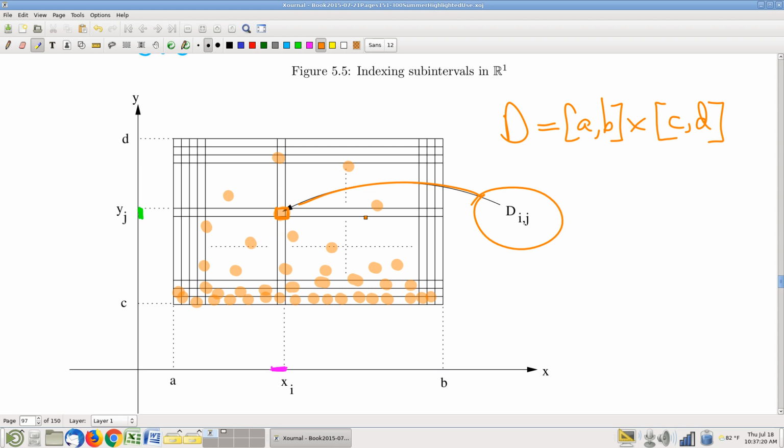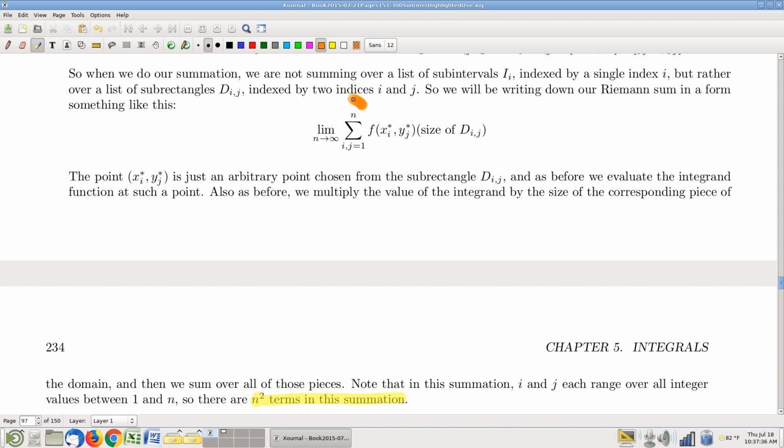On each, it's got to be pieces that go all over. So it's not enough to say that i goes from 1 to n. I also need to have j go from 1 to n, so that I get not just n pieces, but actually n squared pieces that I'm slicing this up into. Right? So this is a summation as both i and j go from 1 to n. So it's a nastier summation.